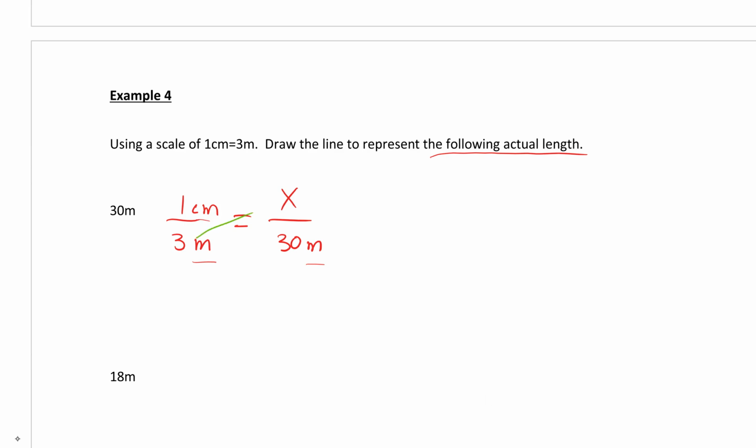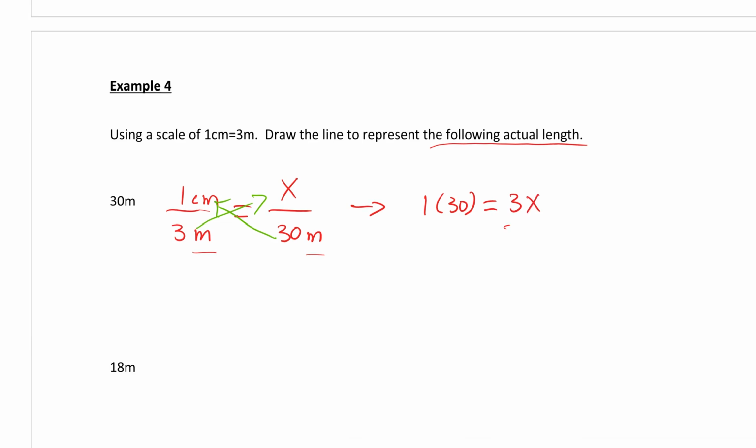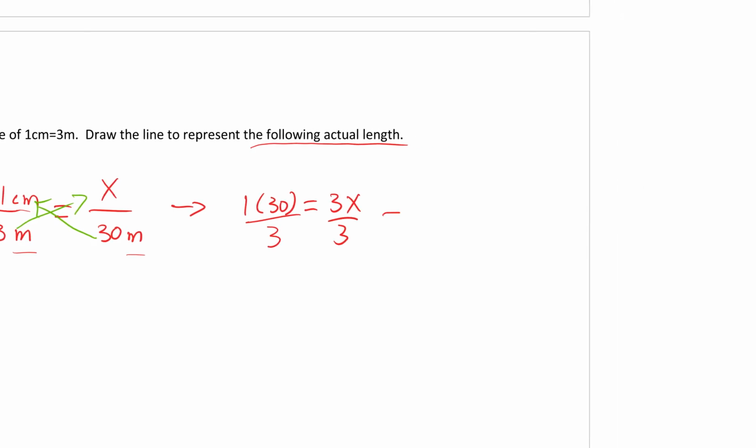So we cross multiply, and we're going to have now 1 times 30 equals 3x. We want to get x by itself, so we divide by 3 and divide by 3. Cancels off there. We're going to get x equaling 30 divided by 3, which is 10, and our unit is centimeters.